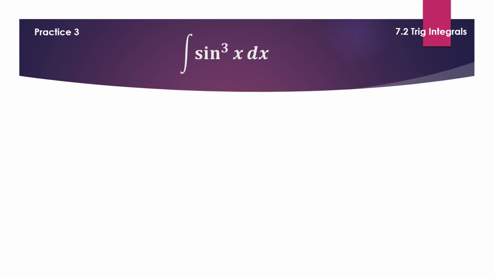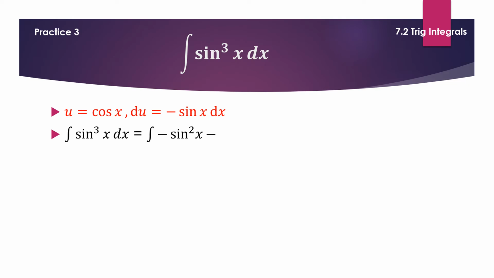Integral sin cubed x dx. We'll see the sin x has the power of 3. It's an odd number. So it's better to split one sin x off the sin cubed x and put it with the dx. Let u equal cosine x, du equal negative sin x dx. Here we will have the integral rewritten as integral negative sin squared x times negative sin x dx.